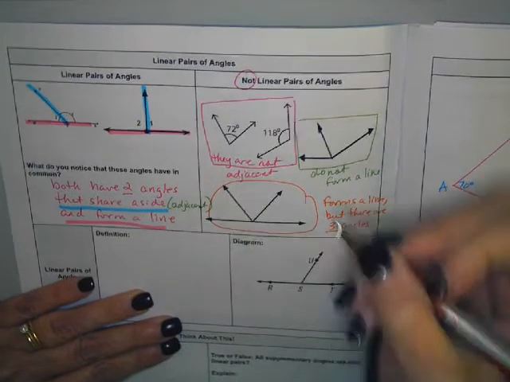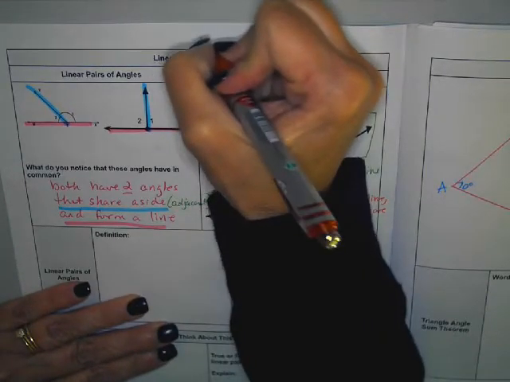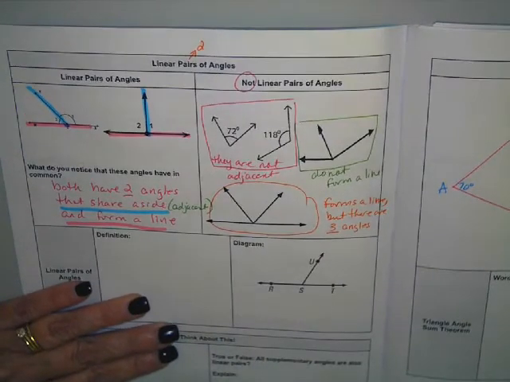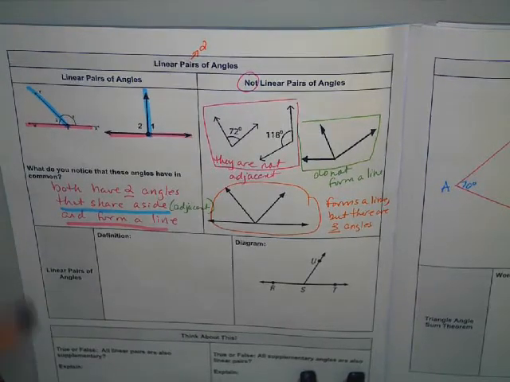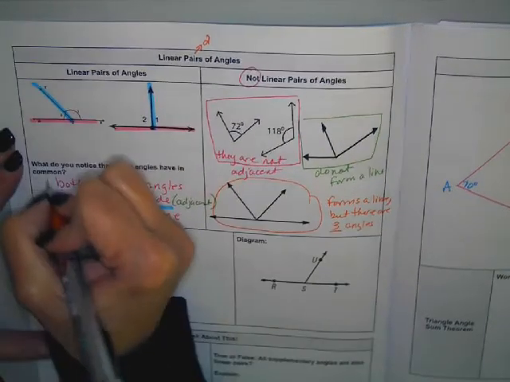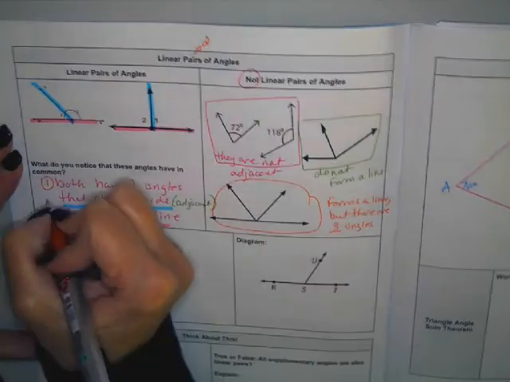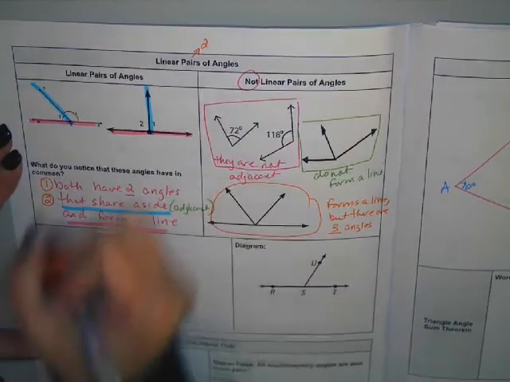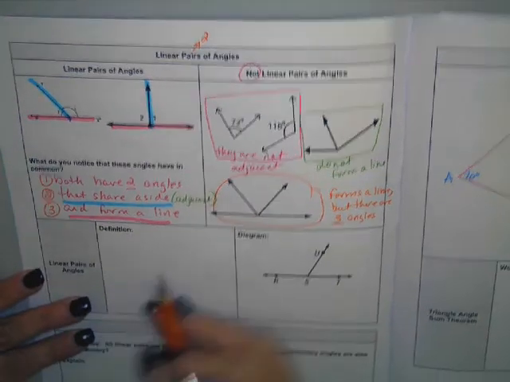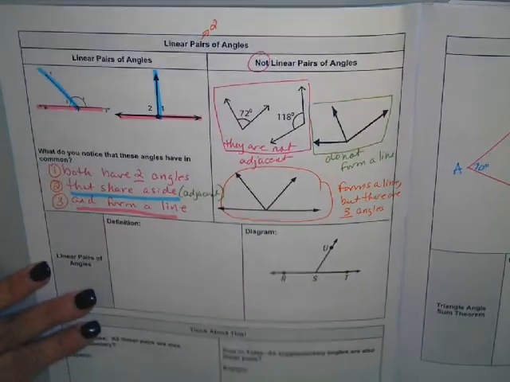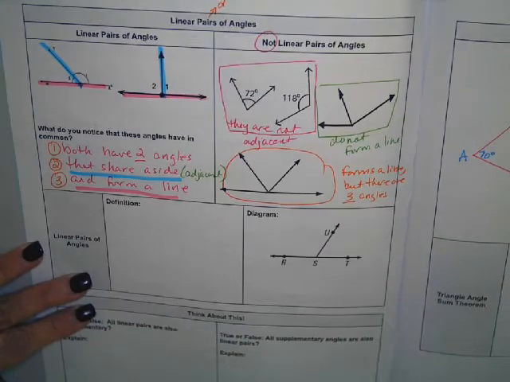Remember, a pair of angles, pair means 2. Okay, so you have to have only 2. But you need all 3 of these things. You need to have 2 angles, they need to share a side and be adjacent, and they need to form a line. So that is what the definition is. I can write it again for you. So you can write it down, or you can just say it's the same thing.